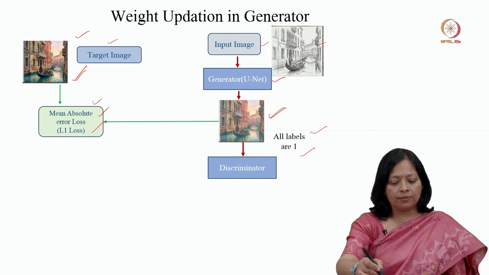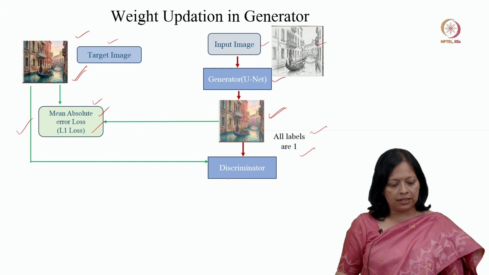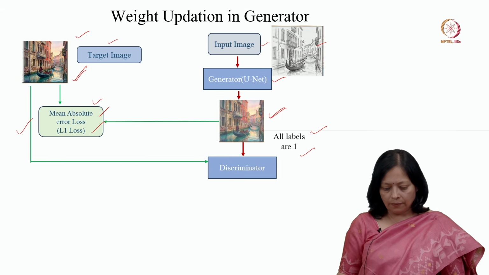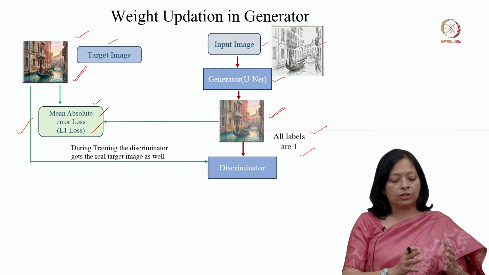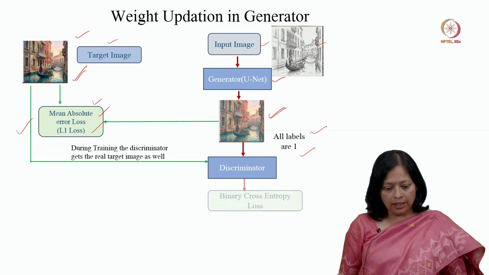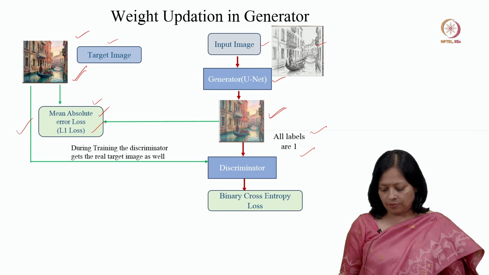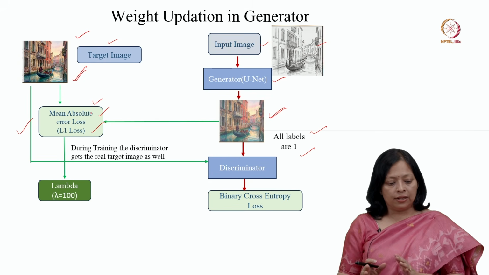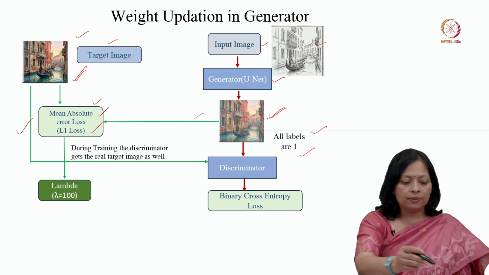once the generated image goes to the discriminator, then the discriminator also gets the target image here. Okay. So, the target image goes to the discriminator also, and during training the discriminator gets the real target image as well, and then it is able to distinguish whether the generated image looks similar to the actual target image. So, it will find out the binary cross entropy loss between the generated image and the target image. And here we have seen that we have taken a mean absolute error loss. What was that absolute error loss? Pixel by pixel, the difference between the generated image and the target image.